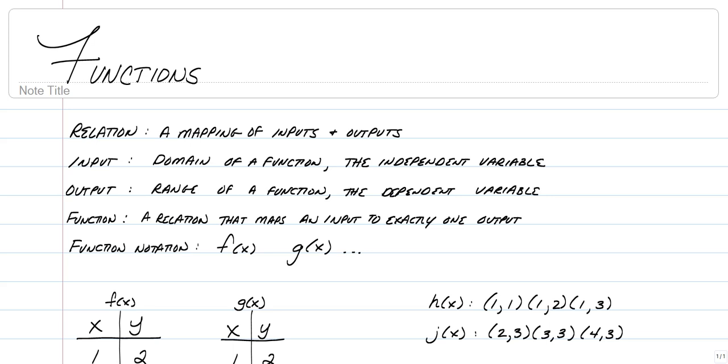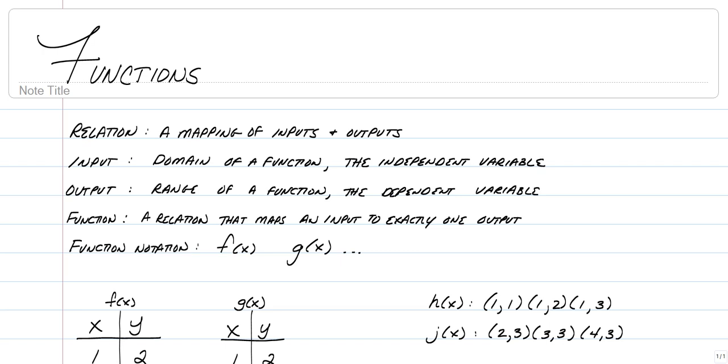So a function is going to be a specific kind of relation. So let's talk about our vocabulary first. A relation is just a mapping of inputs and outputs. So it can be data collection, it could be just any old relationship whatsoever. We have inputs and outputs.